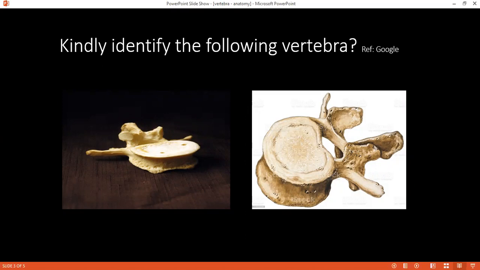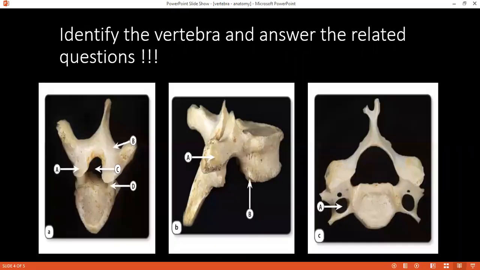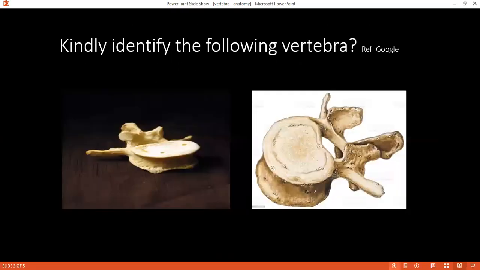And in thoracic, there is... What is extra, or the typical features of the thoracic vertebrae? They have the facet for the ribs. Okay. What more can you tell me?